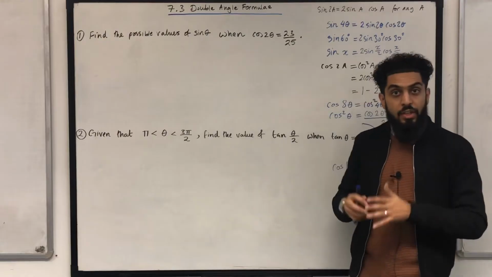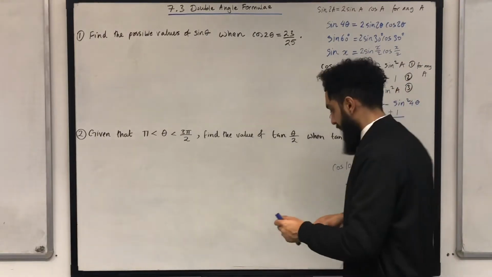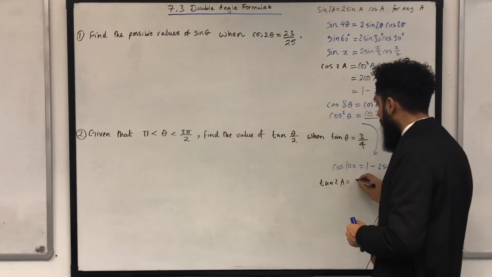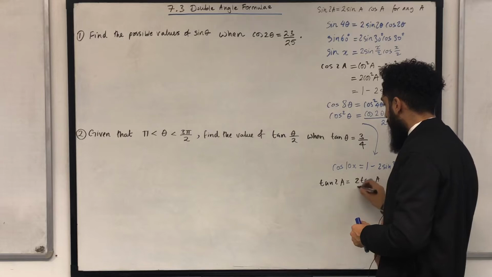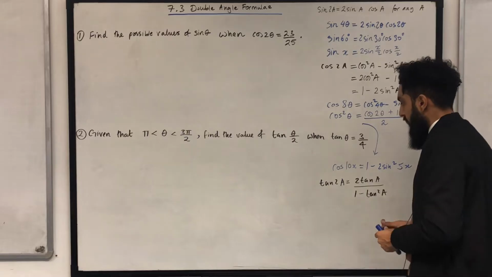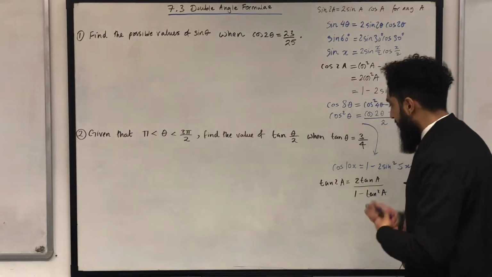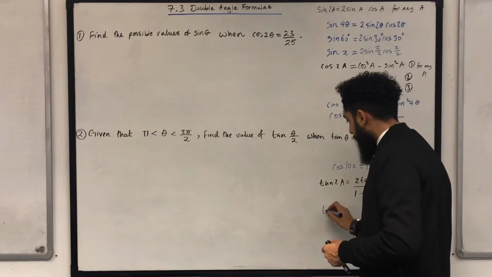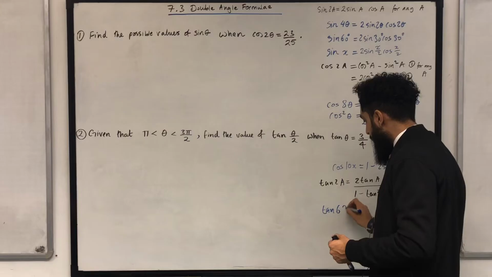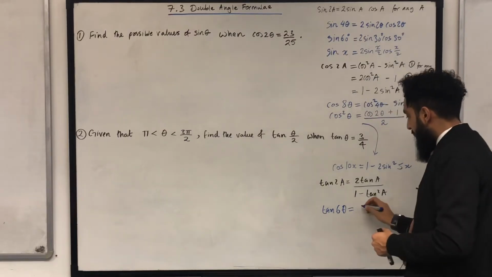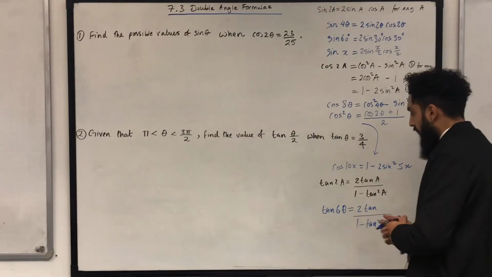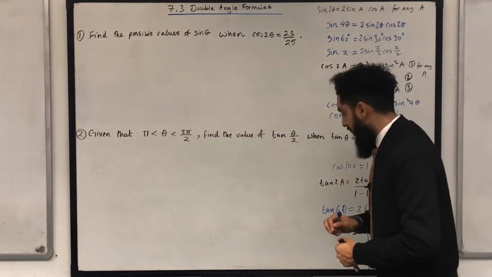Now, let's have a look at the double angle formula for tan. So I've got tan 2A is equal to 2 tan A over 1 minus tan squared A. Let's have a look at some examples. The first one is tan 6θ. Well, tan 6θ will just be 2 tan over 1 minus tan squared. Take the angle 6θ, half it, you get 3θ.